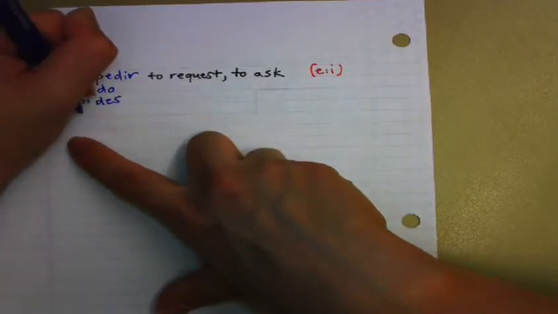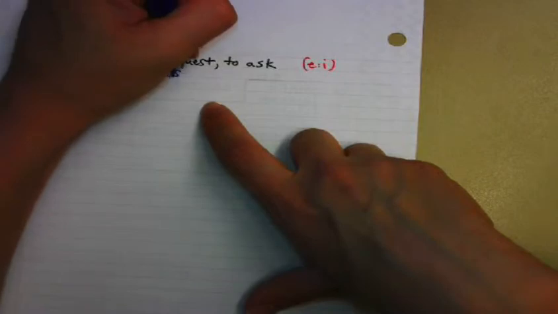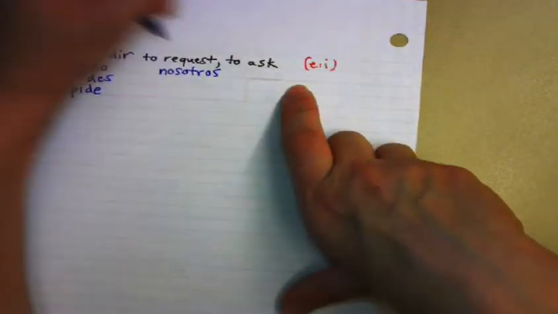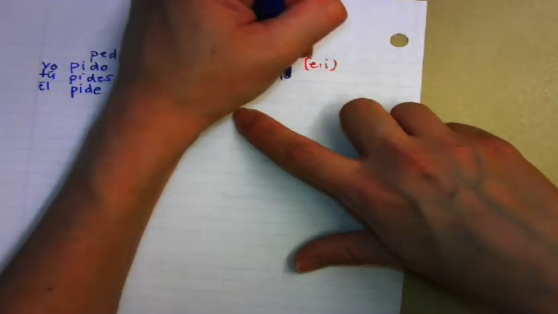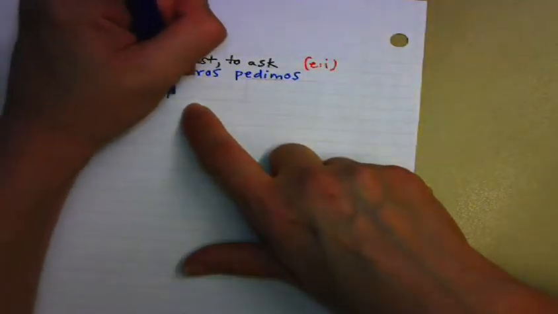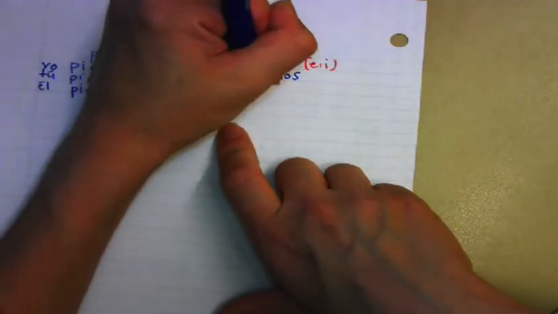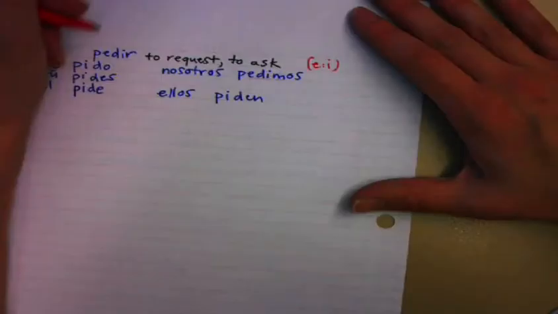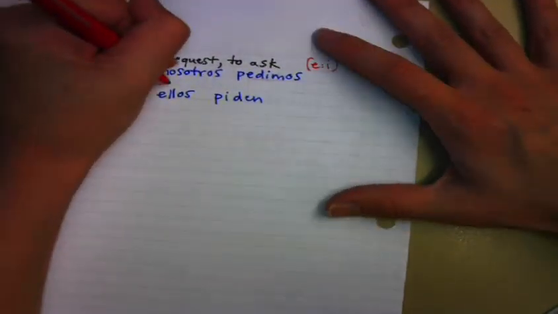Él pide. Nosotros, we're outside the boot, so we don't make a change. It's going to be pedimos. And then back into the boot, ellos piden. Okay, so that's the last type of stem changing verb that I want to show you, the E to I.